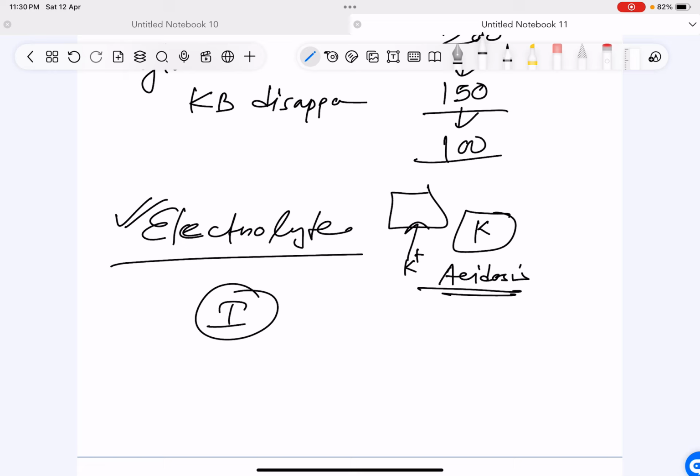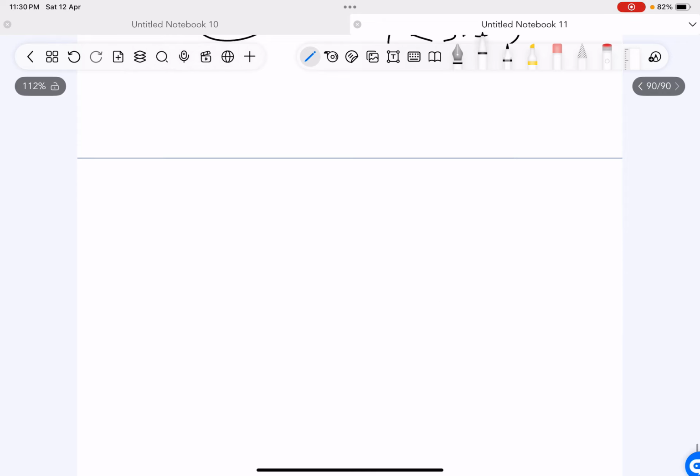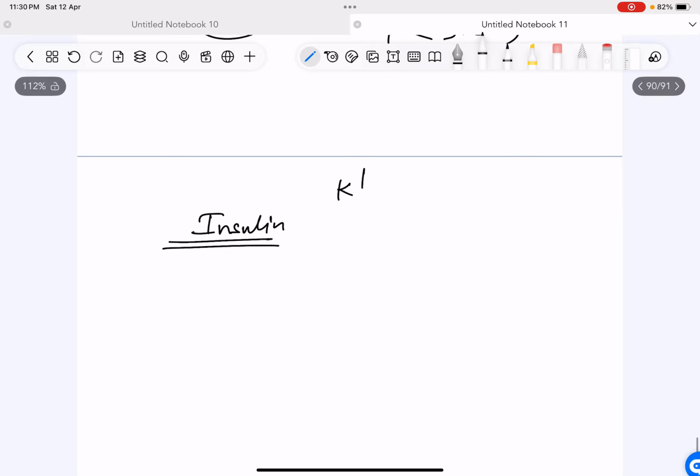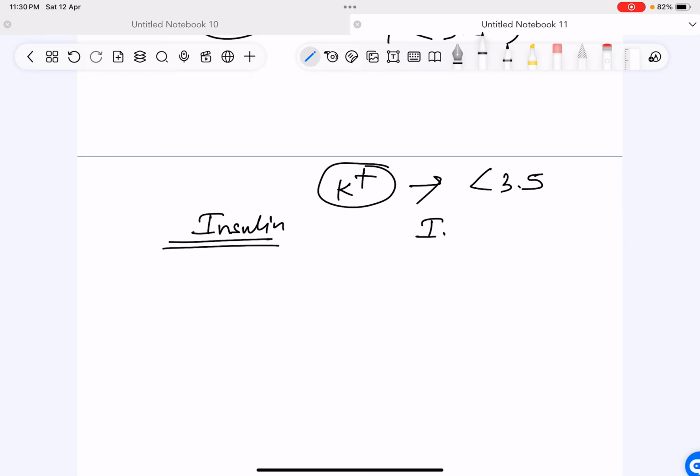If potassium levels are less than 3.5, so it is a hypokalemia state, do not start insulin yet. You start insulin after 1 hour of fluid administration. Also, after the end of 1 hour of fluid administration, you have to check the potassium levels. If it is less than 3.5, don't start insulin. Give IV potassium with fluids, and once the potassium level is corrected, then you start insulin.